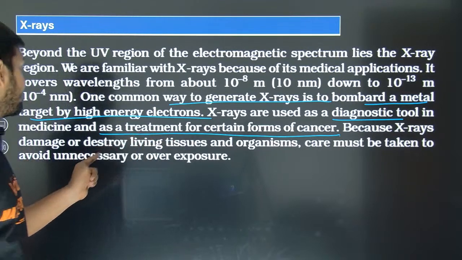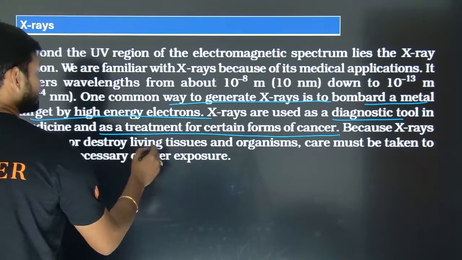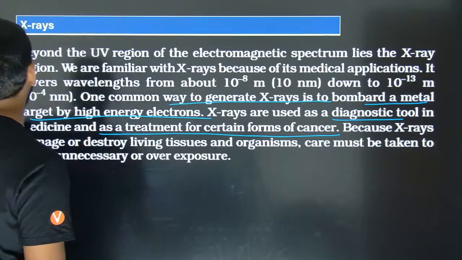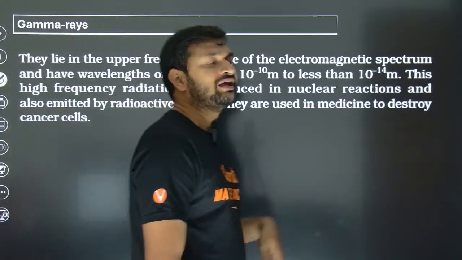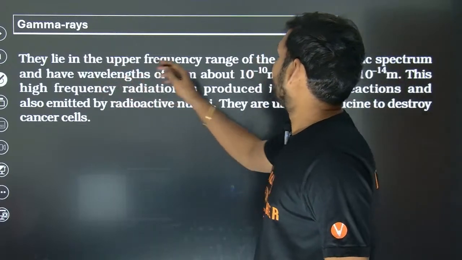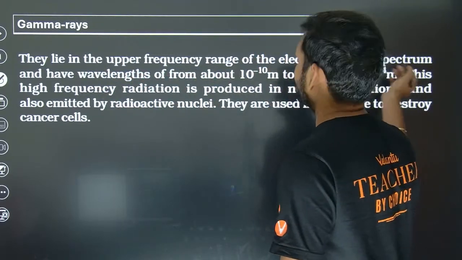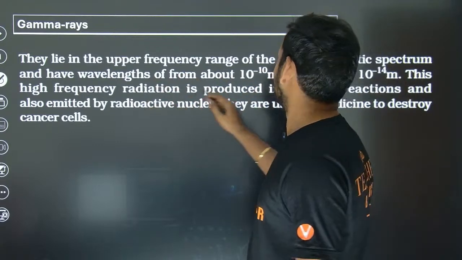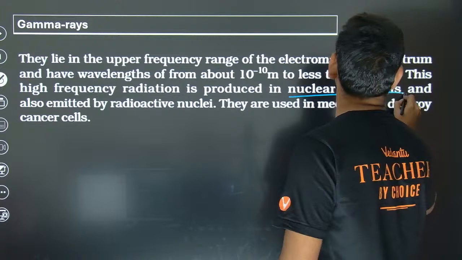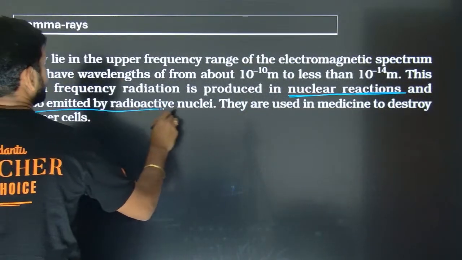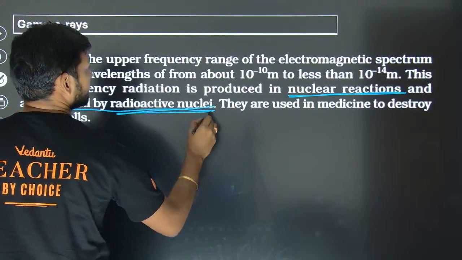And X-rays are going to be destroying the living tissue, so you don't need to worry about that. They can't ask any question on that. Okay, now last thing is gamma. Gamma is the most dangerous one. They lie in the upper frequency range of the electromagnetic spectrum. This high frequency radiation is produced in nuclear reactions and also emitted by radioactive nuclei.